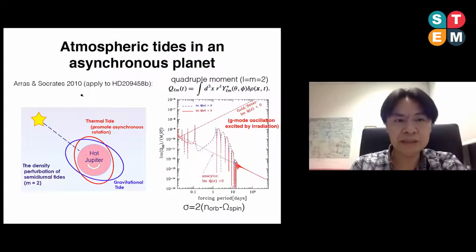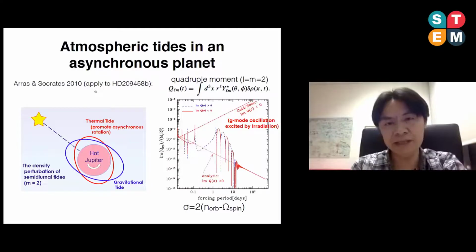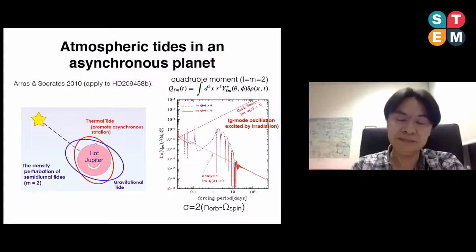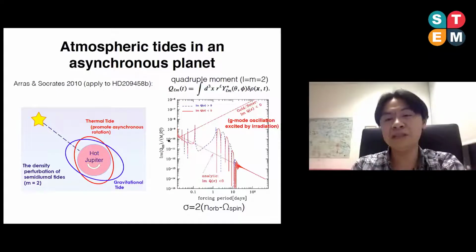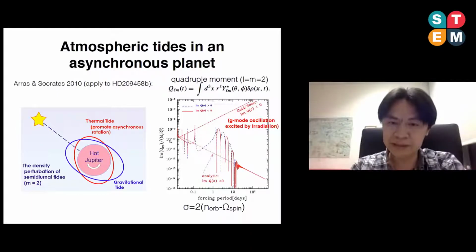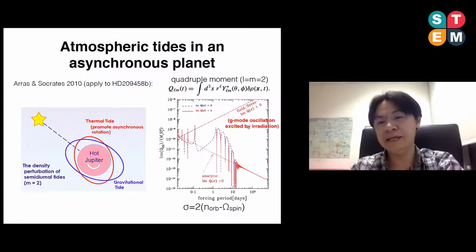So Arras and Socrates worked out the details and computed the quadrupole moment Q22 as a function of the forcing period, which is related to the orbital frequency and the spin frequency. So in this particular model, because of the presence of the thermal bulge, the planet is actually not tidally locked. You can see they show that the strength of the quadrupole moment associated with the thermal bulge peaked at about 2 days, which corresponds to g-mode oscillations excited by irradiation.